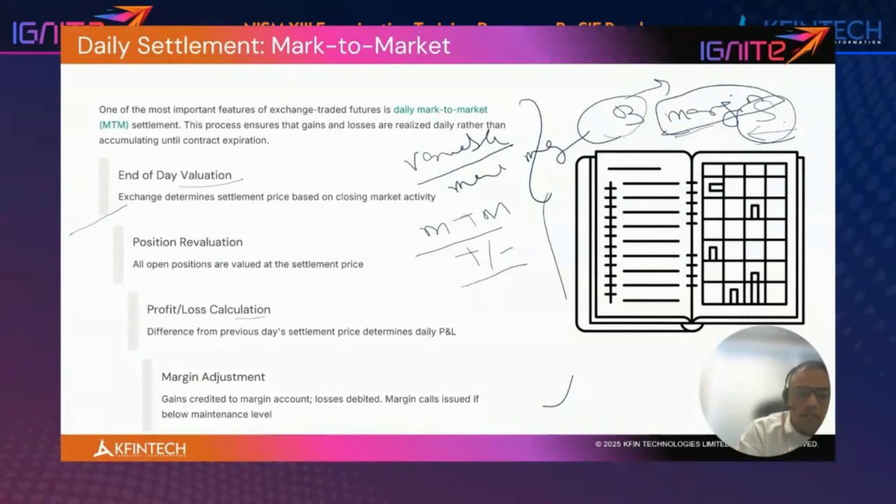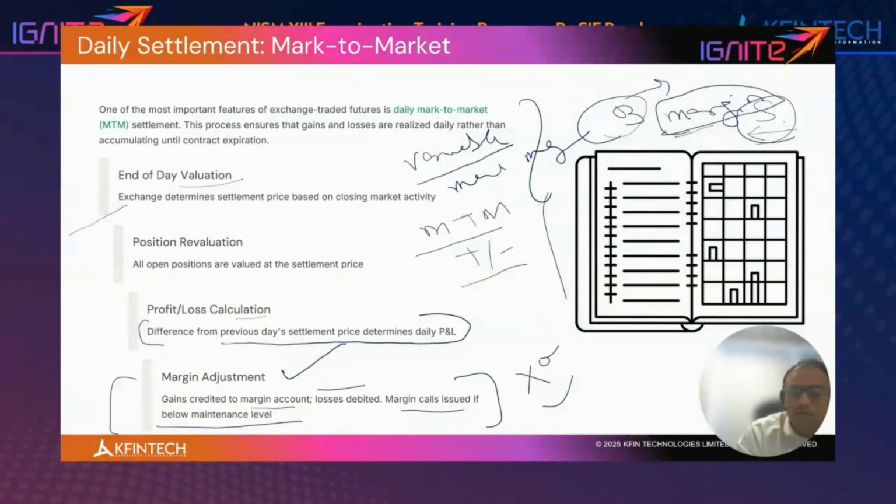So the calculation is the difference between the previous day settlement price and today's settlement price. Obviously, margin adjustment gets credited to the margin account. Losses are debited. Margin calls are issued if the value goes below the maintenance level. See, the exchange will say that at any point of time you have to maintain X% of your MTM as the margin.